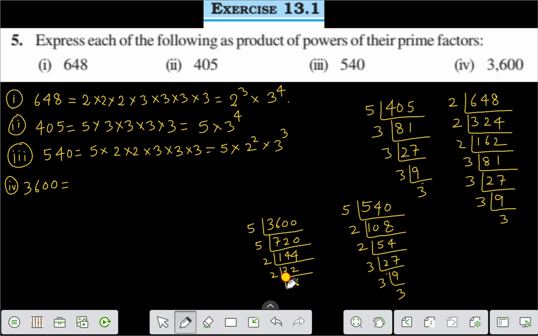2 3s are 6, 2 6s are 12. Again, divided by 2. 2 18s are 36. Again, if you divide it by 2, 2 9s are 18, and 9 can be written as 3 3s are 9.